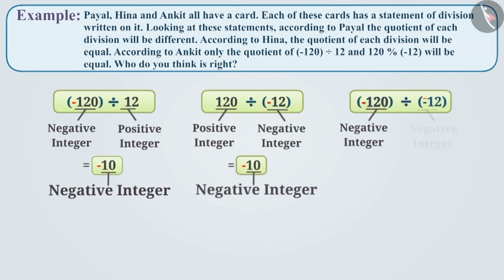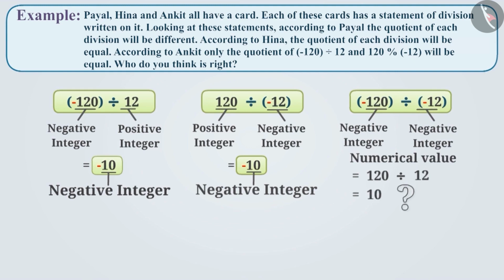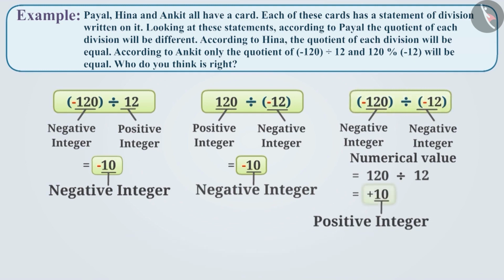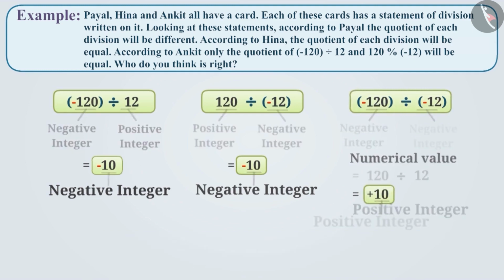In the third statement, we have to divide minus 120 by minus 12. To solve this, first we will divide the numerical value of minus 120, that is, 120 by the numerical value of minus 12, that is 12. Its quotient will be 10. Can you tell me what will be the sign of 10? Think. Let me tell you. In the previous video, you must have seen that when two negative integers are divided, the quotient obtained is marked with the plus sign. Minus 120 divided by minus 12, the quotient will be plus 10.